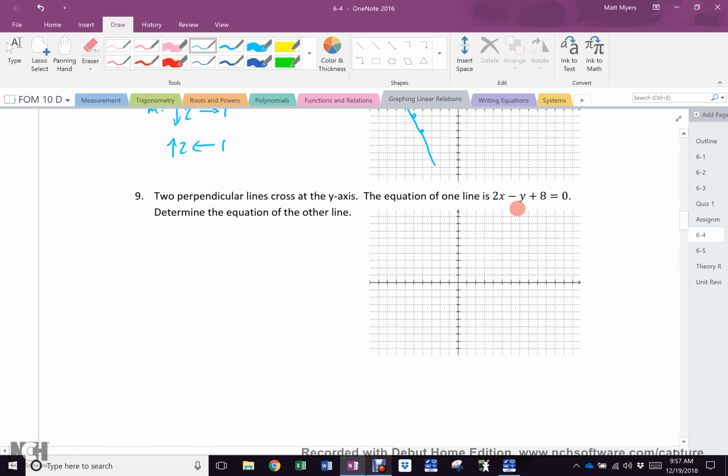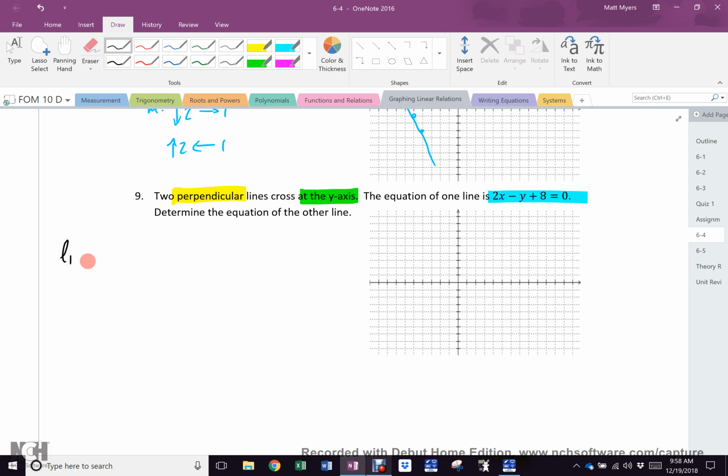Read that question. Tell me some key words in that question. Perpendicular. That tells us something, doesn't it? They cross on the y-axis. That tells us something. Equation of one line. So what does perpendicular tell us about the two lines? They're going to cross, right? What do we know about perpendicular crossings? They hit at a 90-degree angle and something happens to their slopes. What is it? Opposite of each other.